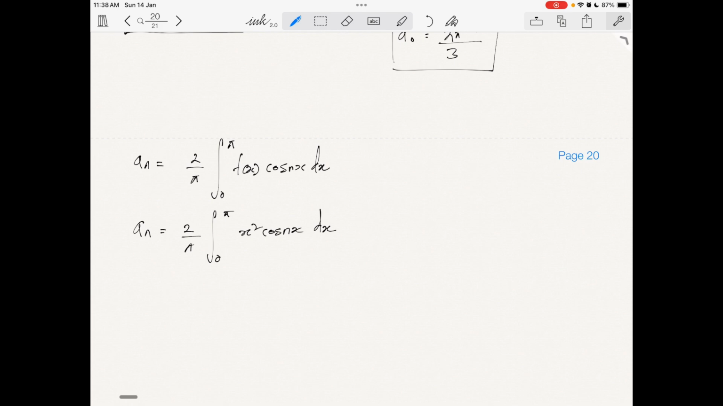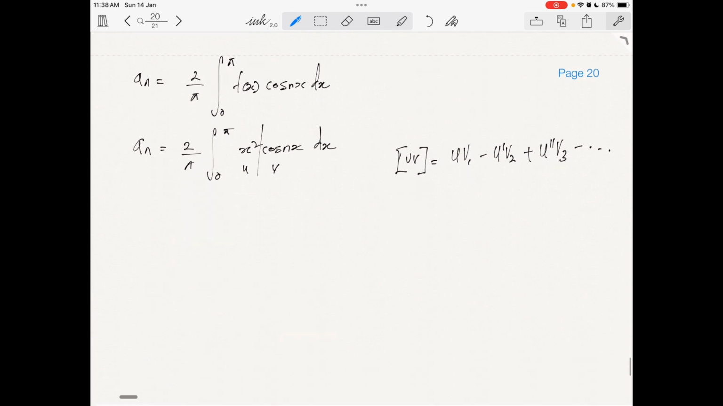Now the only way to integrate this format is by splitting it into u and v. And we know that the integral of uv is equal to u v1 minus u prime v2 plus u prime prime v3, continuing. So our u is x squared and our v is cos nx. So u prime is 2x and u prime prime is 2. Moving on, u prime prime prime is 0.